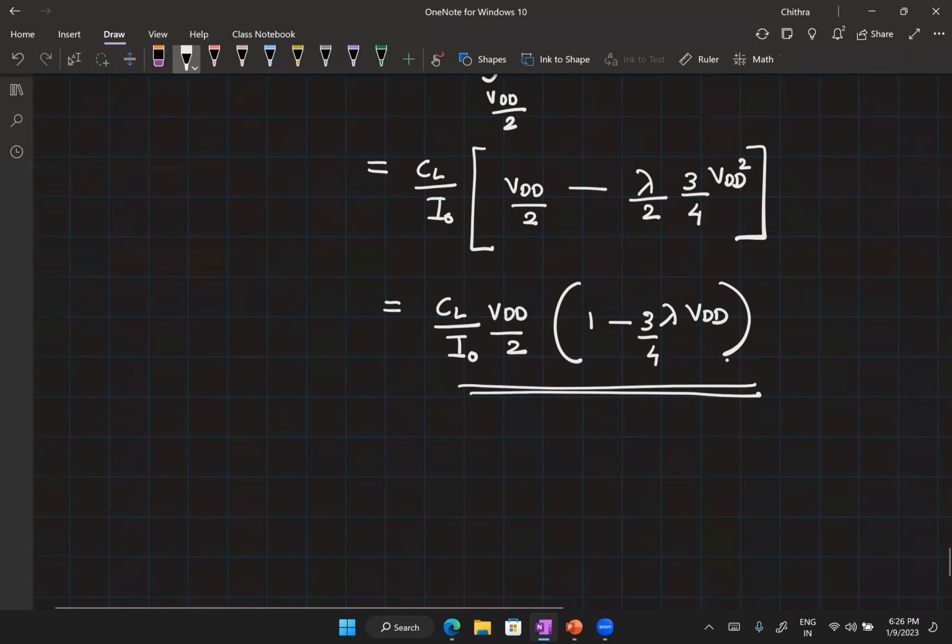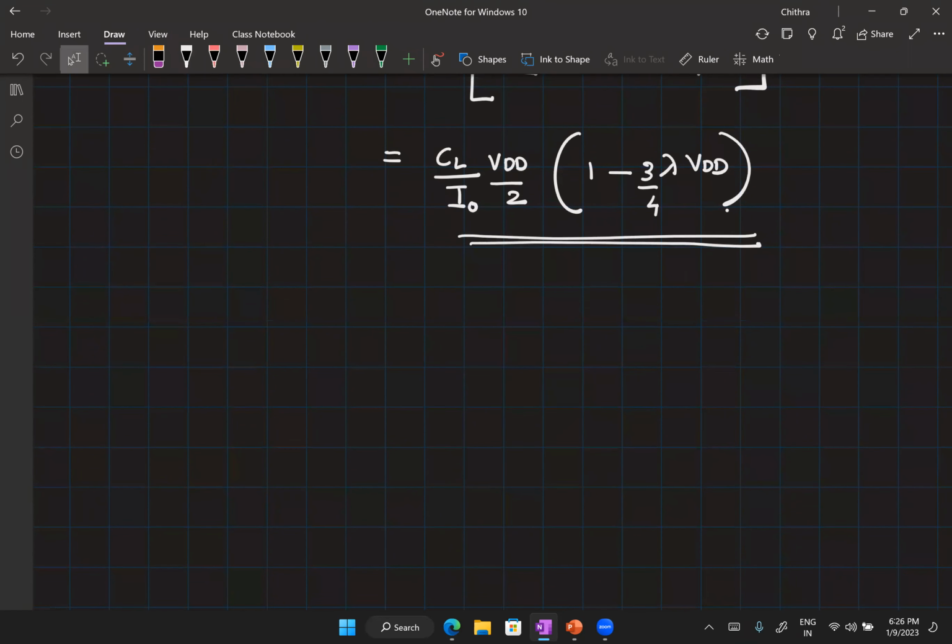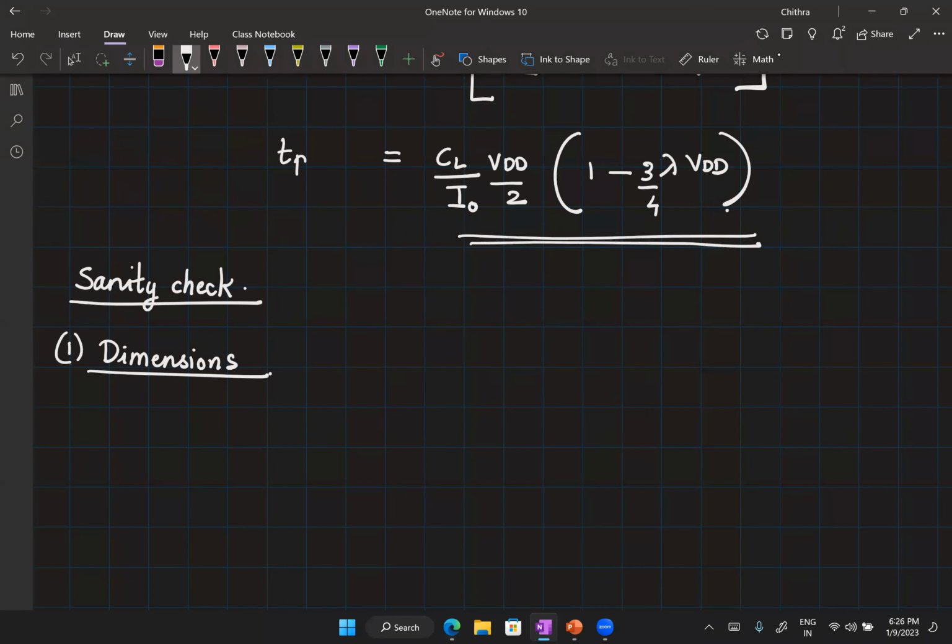Okay. So now the moment you calculate an equation like this, the first step is to do some sanity checks on it to see if this expression is making sense. What is the first sanity check that you can apply? This is true for any equation that you derive. You immediately check for its dimensions. What is the dimension of the LHS? This is TPHL, right? So what is the dimension of LHS? This is in time, or in seconds, units. Now, can you calculate the dimensions for the RHS?